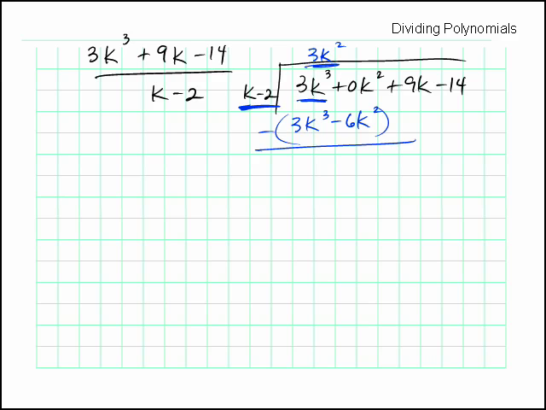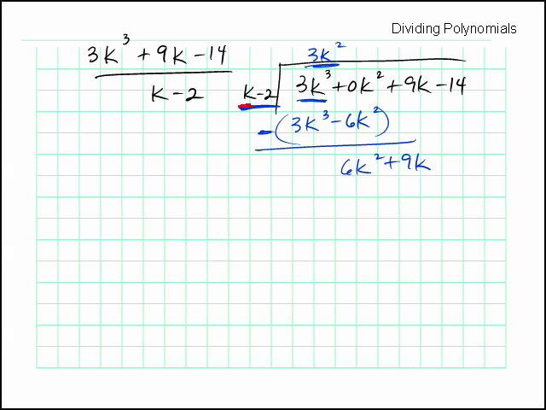3k cubed minus 3k cubed is 0. 0k squared minus a negative 6k squared is 6k squared. I'm ready to bring down the next term, 9k. And now we repeat the process.